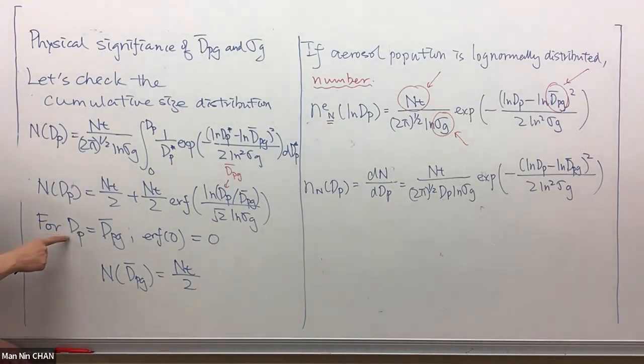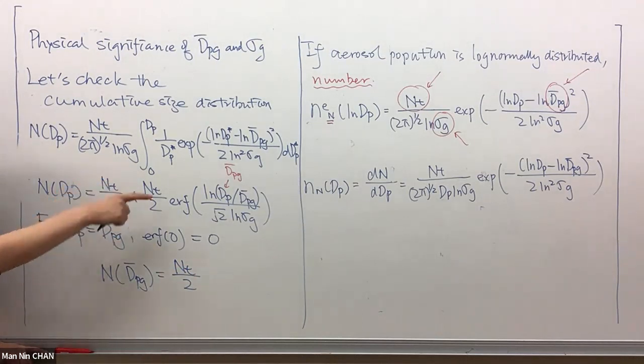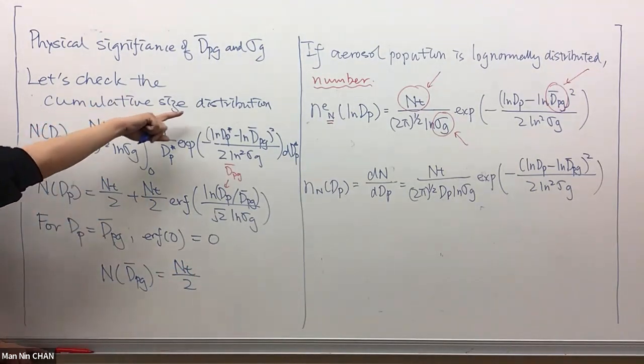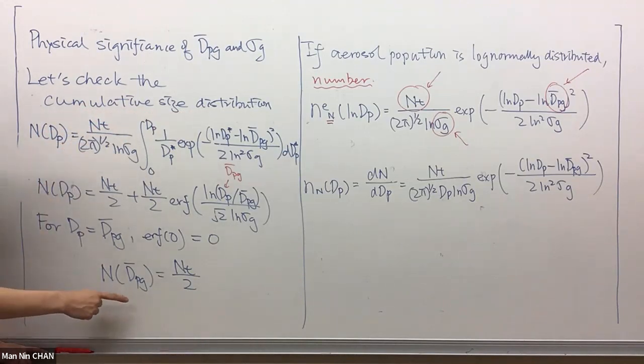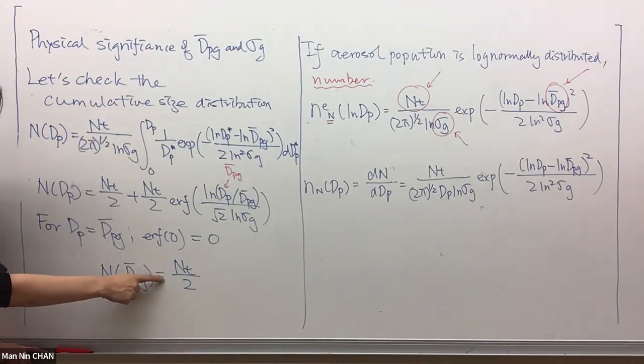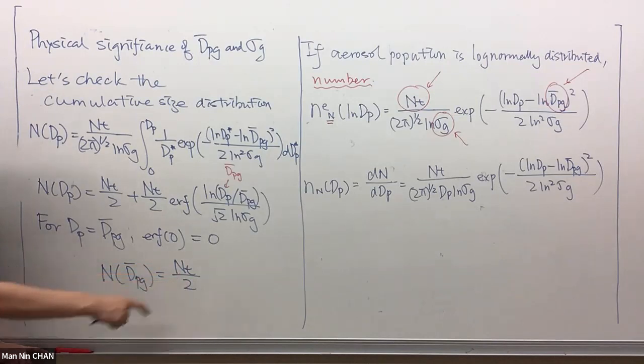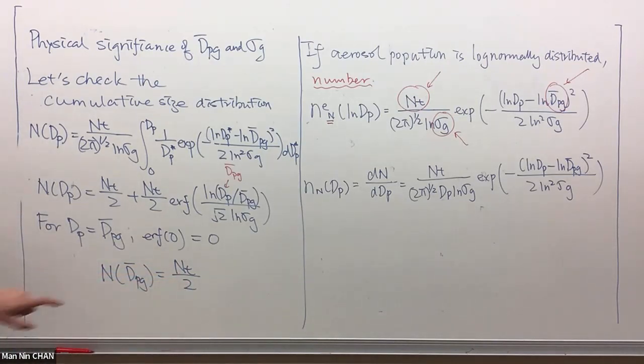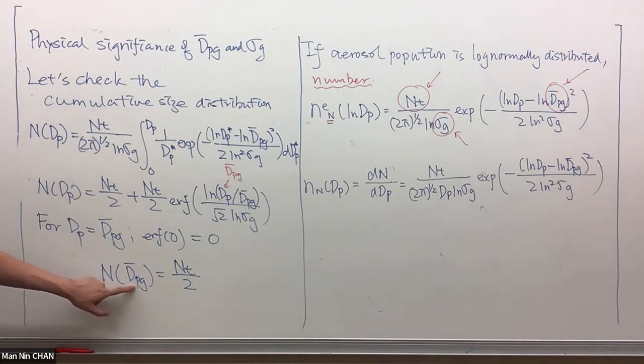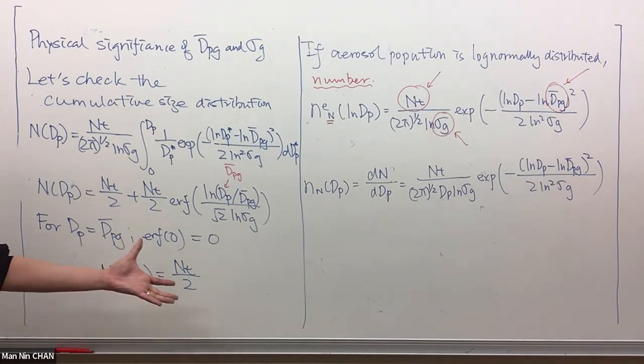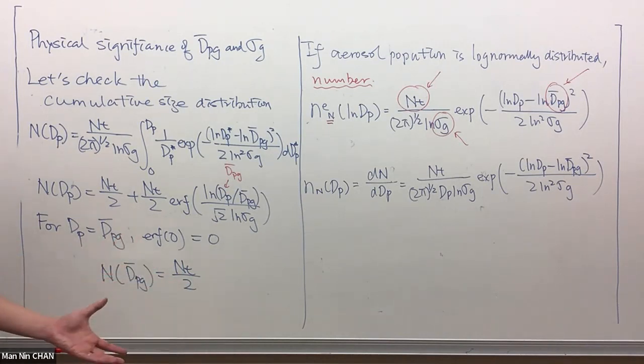So if I set my dp equal to this dpg bar in my cumulative size distribution function here, you will find that it is just equal to Nt divided by 2. So what is the meaning of this dpg bar here? It is just the median diameter.